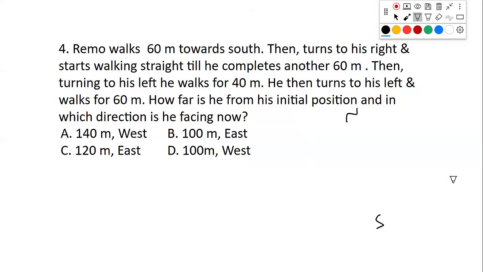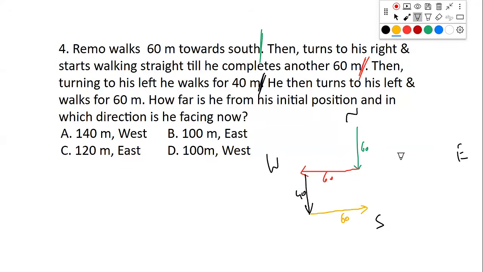So let's draw north, south, east, and west. Remo walks 60 kilometers towards south. Okay, so this is 60 towards south. We are done with this. Then turns to his right side and walks another 60. So we are done up to here. Then he turns to his left and walks 40. So we are done up. He then turns to his left again and walks 60. Okay, so again left and walk 60. Okay, taking care of right and left is very important.